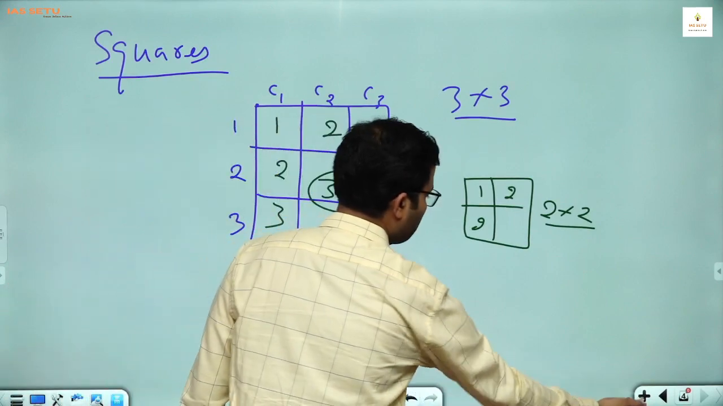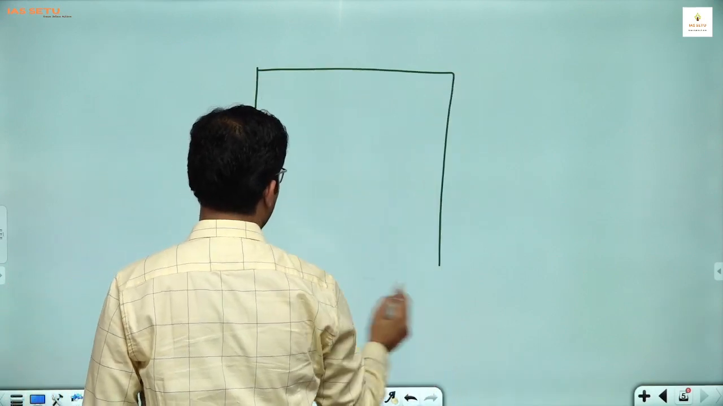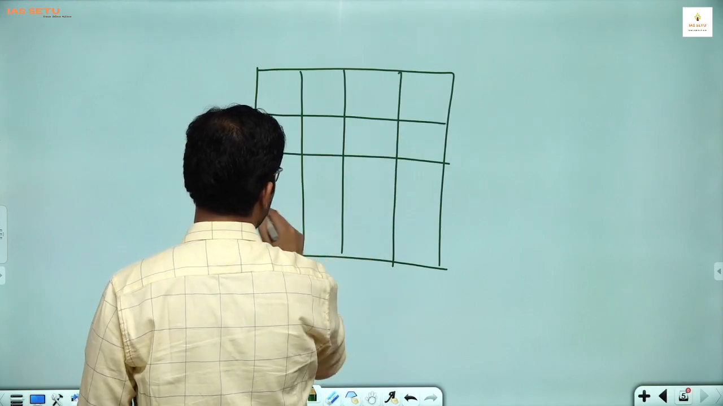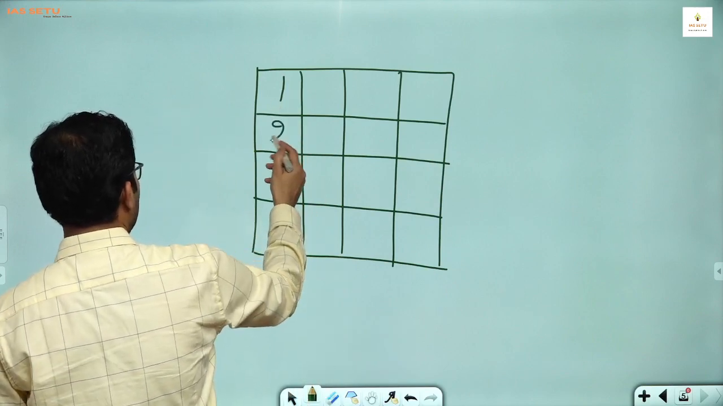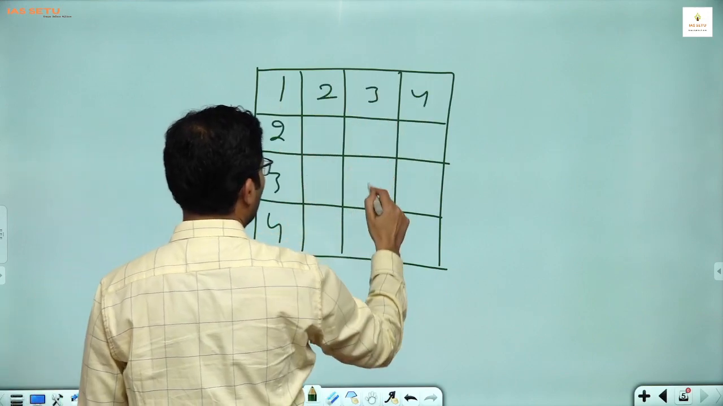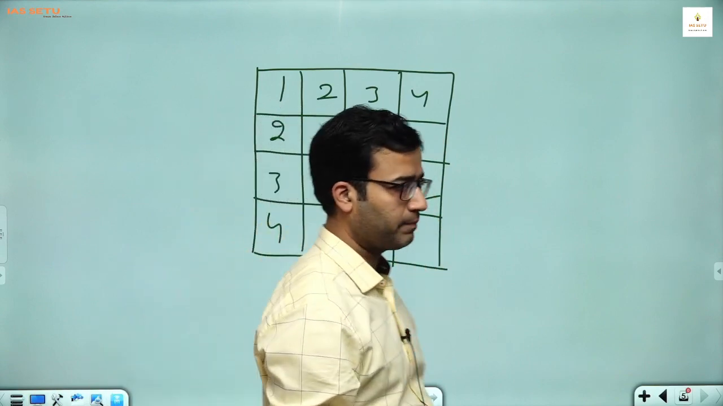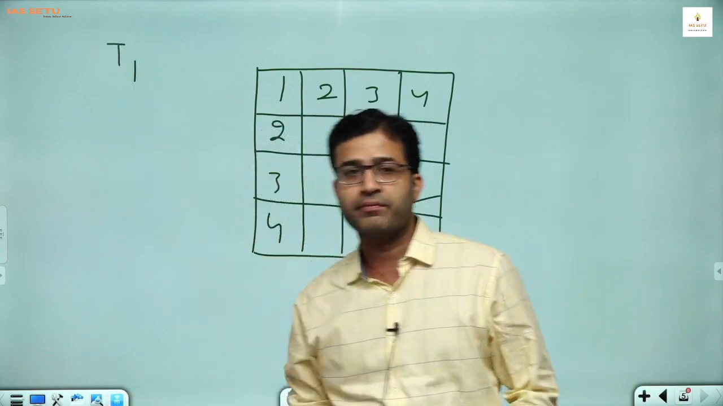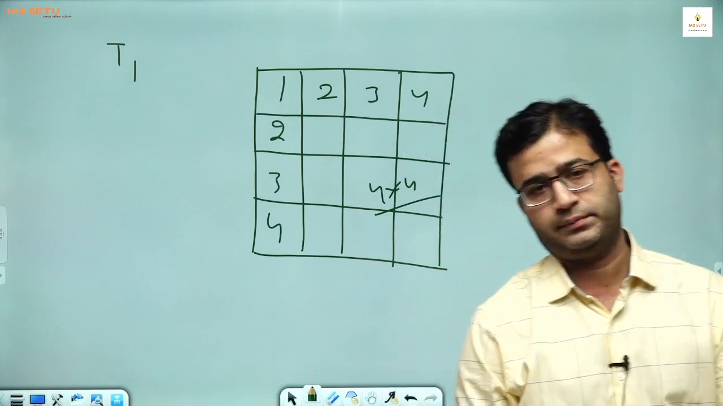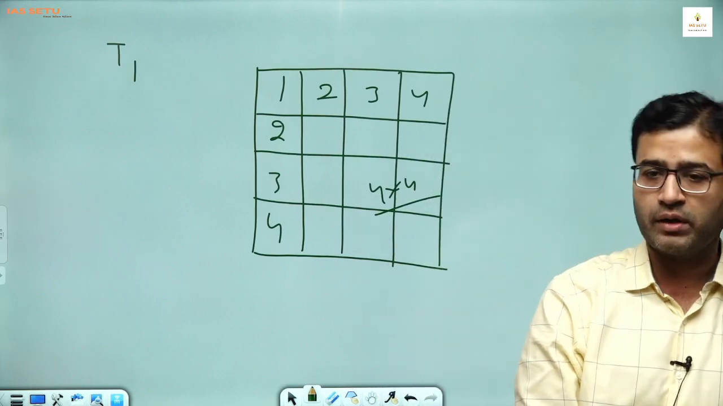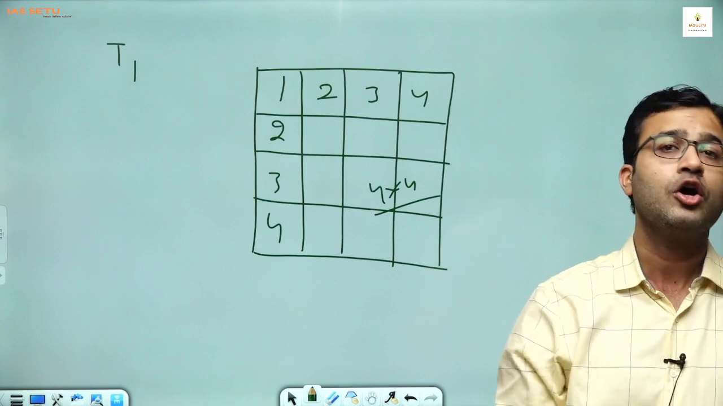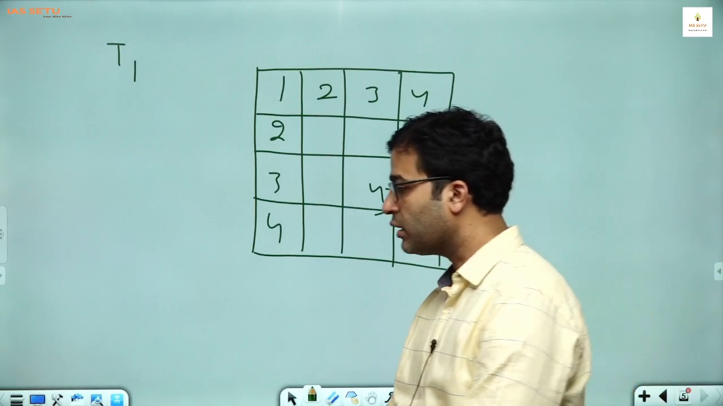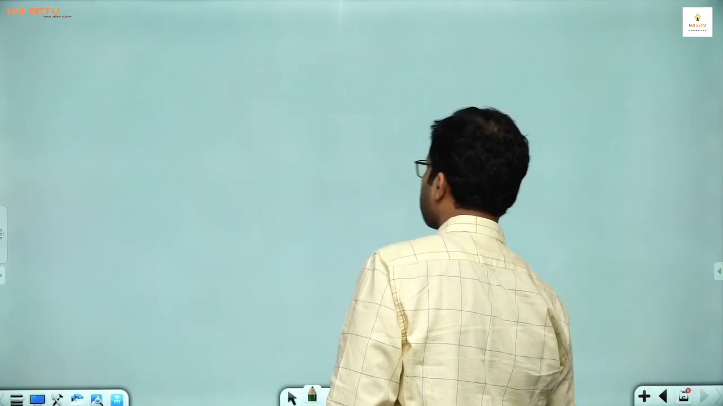Similarly here, we will name 1, 2, 3, 4, and 1, 2, 3, 4. So this is a 4 by 4 figure we have. So here in square, I will take type 1, where the number of columns is equal to the number of rows. So we will take a 3 by 3 figure, 2 by 2 figure, 4 by 4 figure, 5 by 5 figure, or 6 by 6 figure. That type of diagram we will take here.